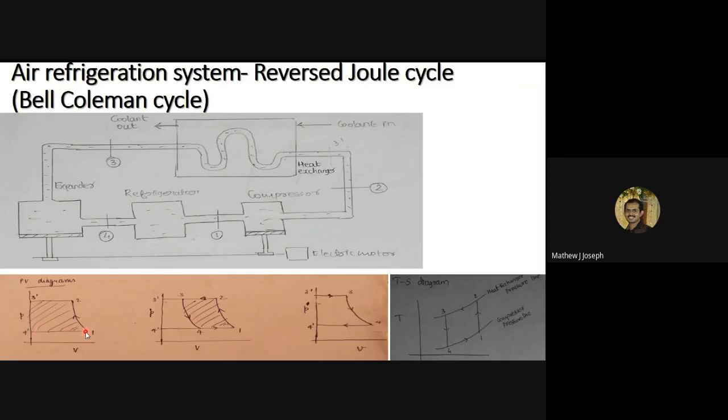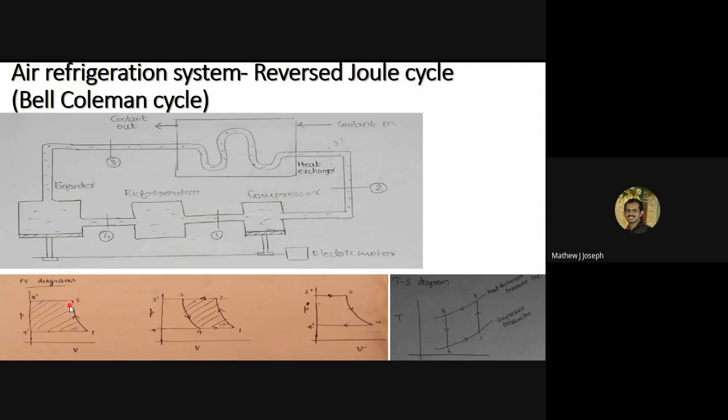The suction stroke is represented as 4 dash to 1. Then comes the compression stroke of the compressor. During the compression stroke, the piston will be moving from the bottom dead center upwards towards the top dead center, compressing the air inside it. We are assuming this compression process as an isentropic compression process, represented using the curve 1 to 2 here. So compression is happening from 1 to 2.